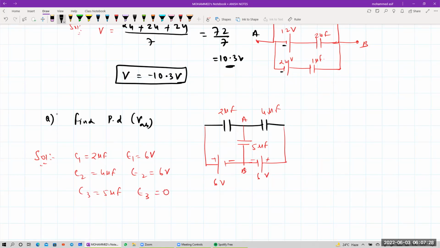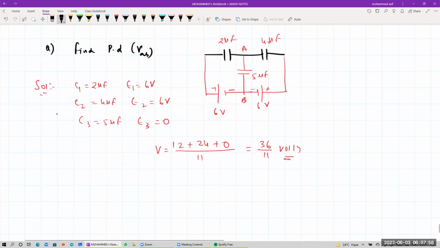Now apply the formula. V is equal to, what does it come to? 2 times 6 is 12, plus 4 times 6 is 24, plus 5 into 0, which is 0, divided by what? 2 plus 4 plus 5, 11. So 24 plus 12 is 36. 36 divided by 11 volts. This will be the answer.